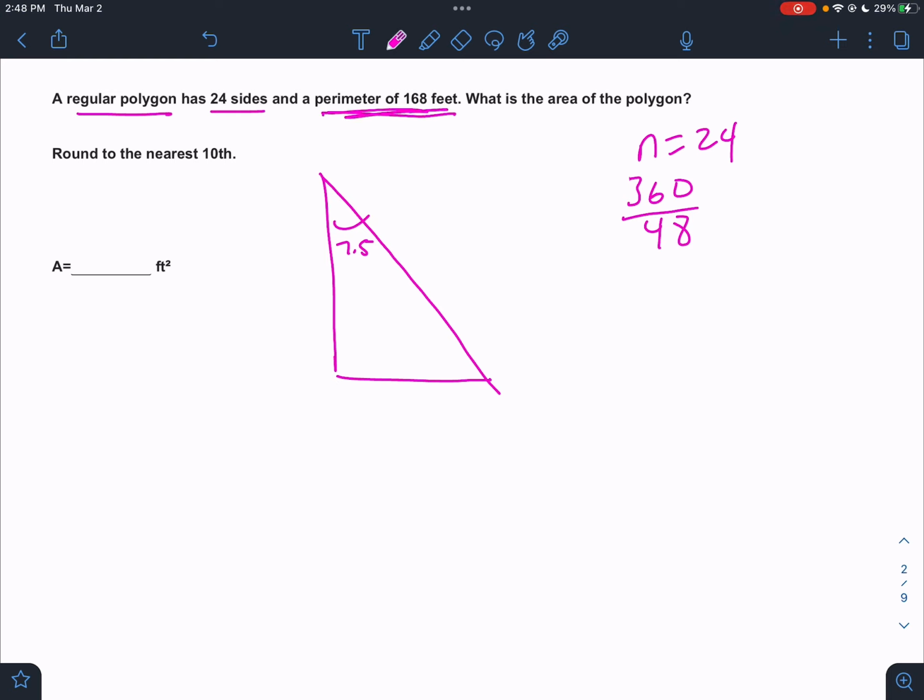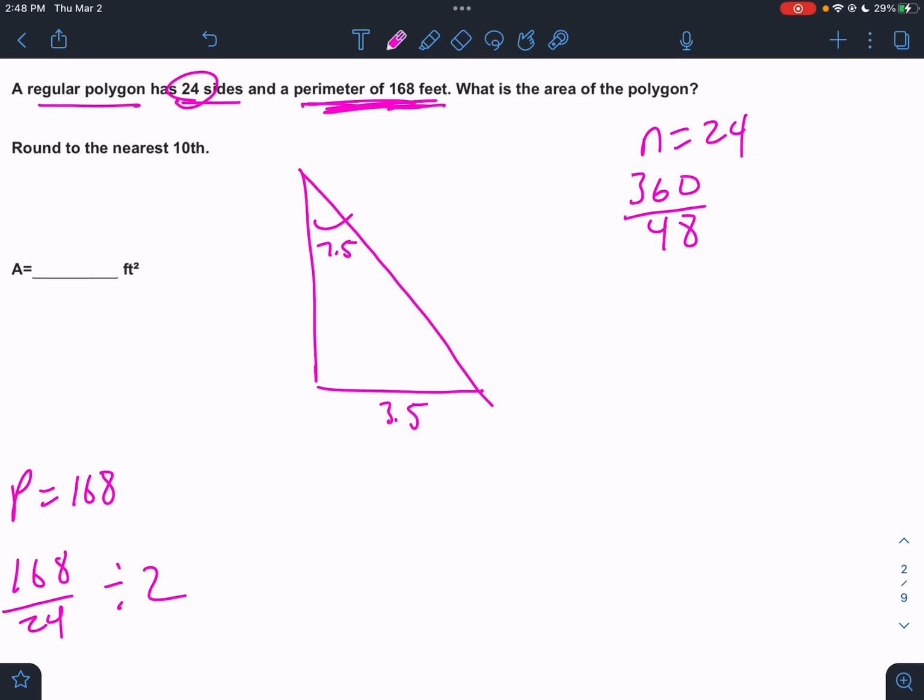The perimeter is 168. It has 24 sides. So if the perimeter is 168, if I do 168 divided by 24, that's how long one side is. But I don't have a side, I have half of a side. So I actually need to divide that answer by 2. So really we're doing 168 divided by 48. Again, we have 48 of these triangles. This would be 3.5.